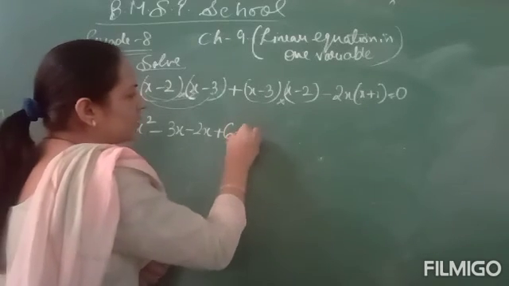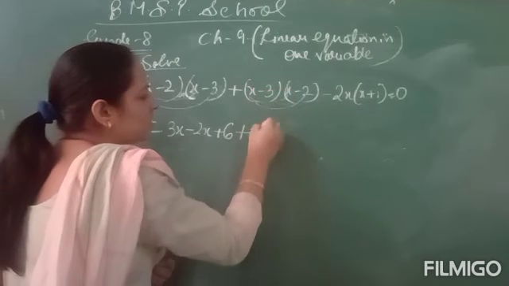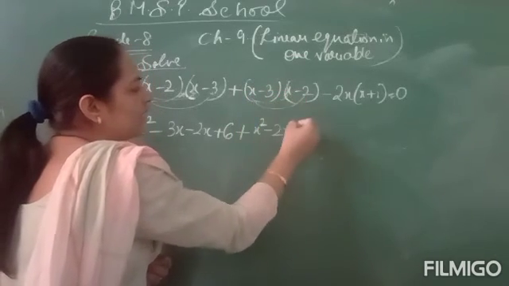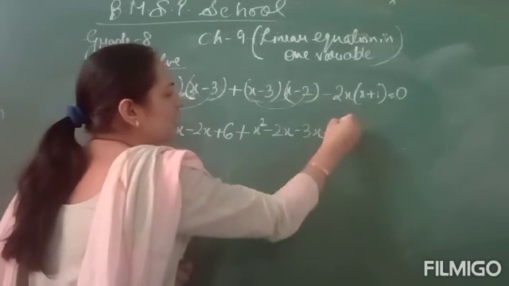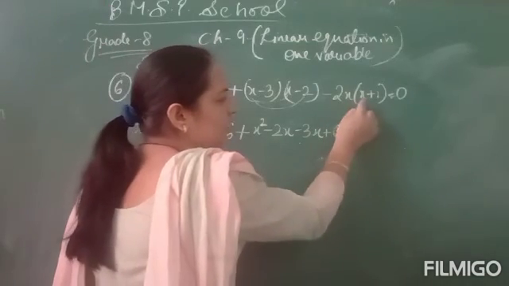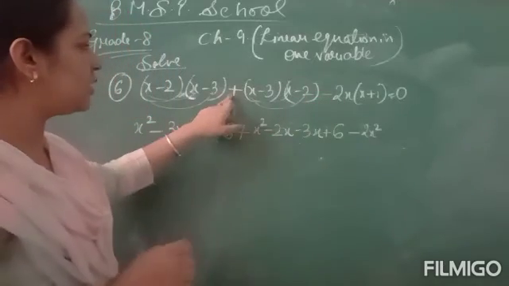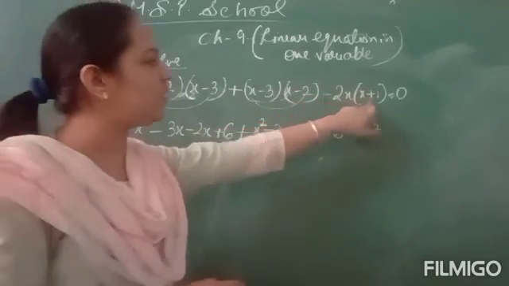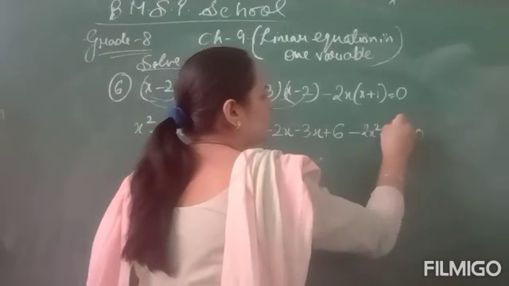Next is plus. Now we will multiply this with this one. Multiply x with x is x square, x with 2 is minus 2x, 3 multiplied by x is minus 3x, and minus minus plus 3 2s are 6. Now next is 2x multiplied by x, 2x square. When there is minus outside, because here is plus no sign changes, but here is minus with 2, so it will become minus 2x square, is equal to 0.